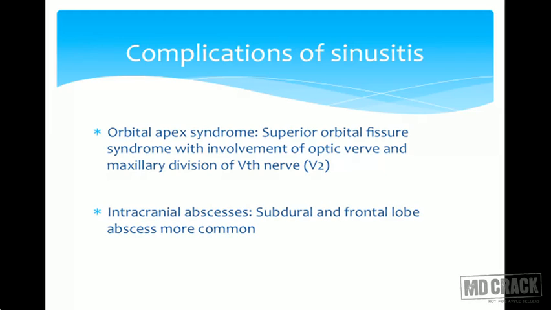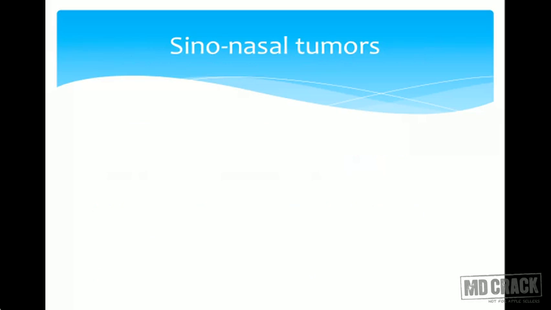Another complication of sinusitis is intracranial abscesses; subdural and frontal abscesses are more commonly seen. Mucoceles and pyoceles can occur as a complication. Now, point to be noted is that mucoceles are most common in frontal sinus. It can be asked as MCQ, followed by ethmoid, maxillary and sphenoid sinuses.